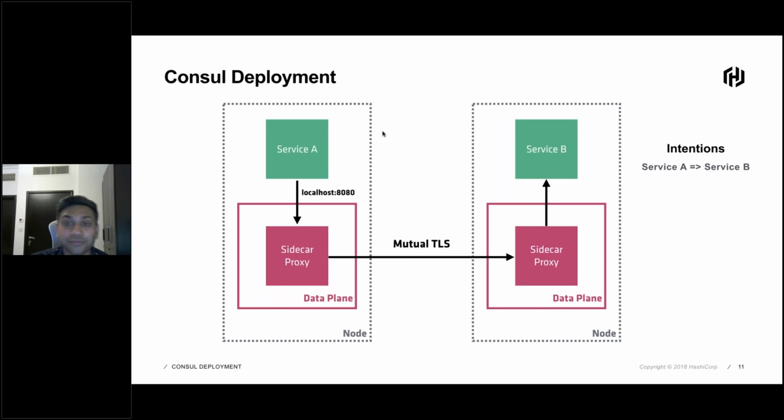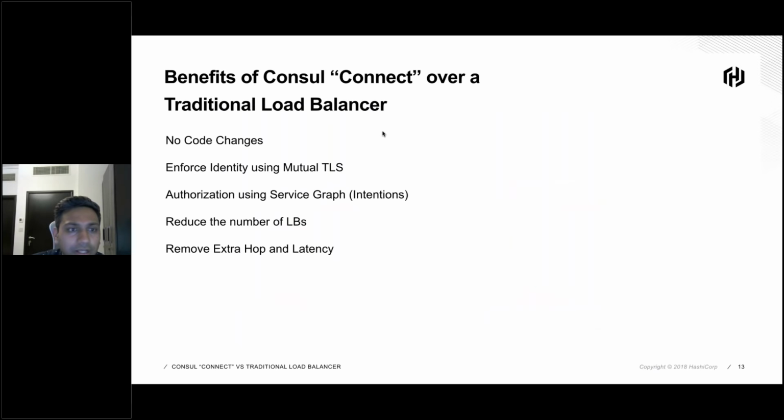So in this case, we're assuming the idea of an intention that I introduced a couple of slides ago, and that service A is okay to talk to service B. So let's say at some point, even though the networking is set up correctly, you just decide that you want to deny the intention there. This mutual TLS connection won't be established, and you get a certificate invalid error or something. So that's the gist of Consul Connect here.